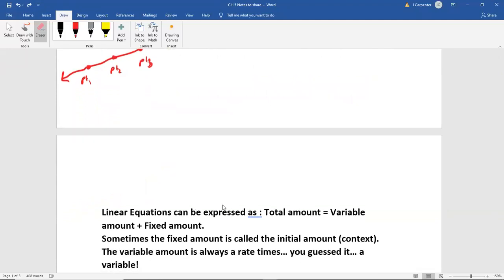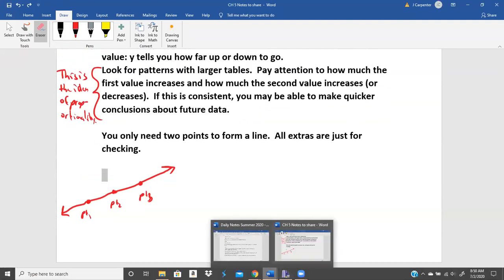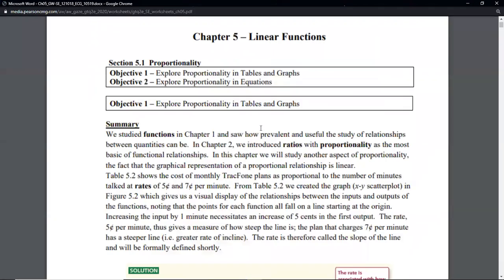This linear equation can be expressed as a total amount, a variable amount plus a fixed amount. We'll get into that next. But let's go to our guided worksheets for now. Guided worksheets. Here we go.